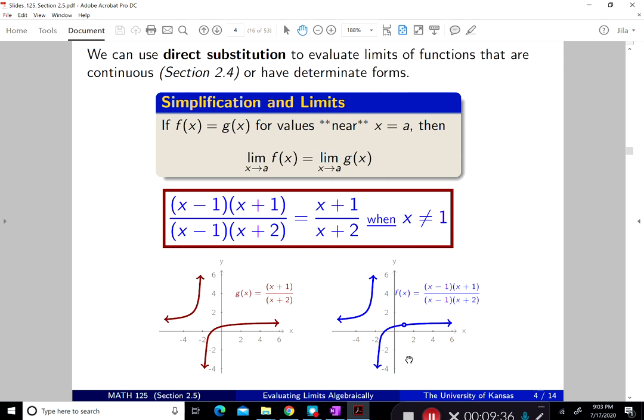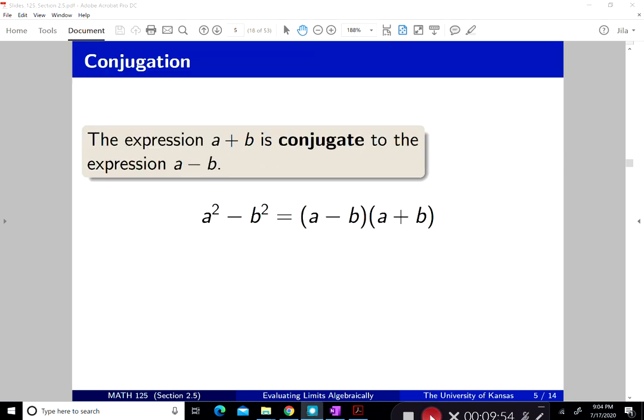That means that I am looking at the points that are near x equal to 1, and all the points are the same between the two functions f of x and g of x. So I can use this instead to find all the limits for this function f of x.